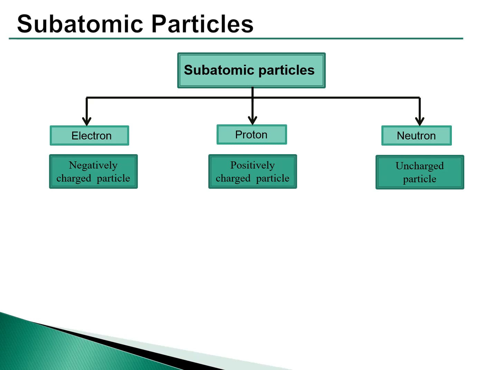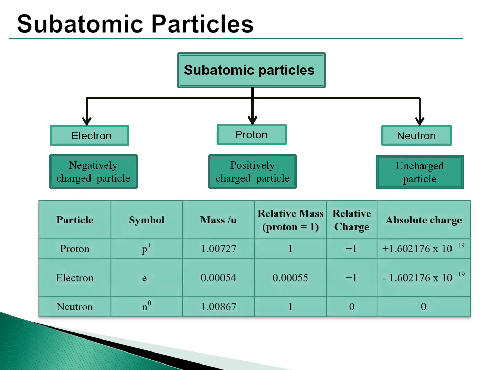This table shows the properties of fundamental particles. The magnitude of charge of proton and electron is equal and opposite, while neutron has no charge. Proton and neutron are approximately 1,837 times heavier than electrons.